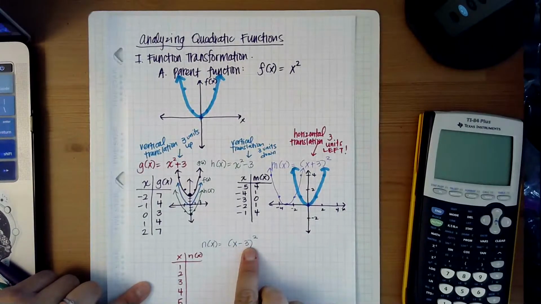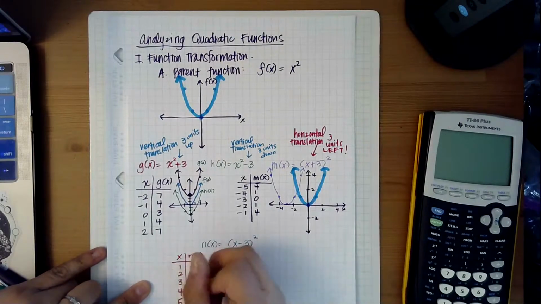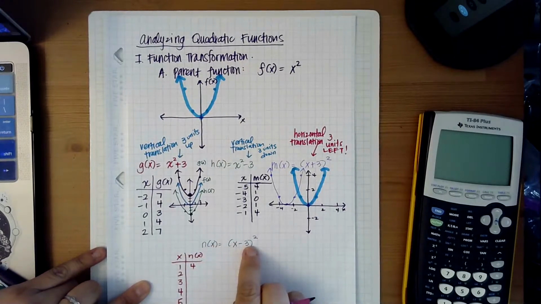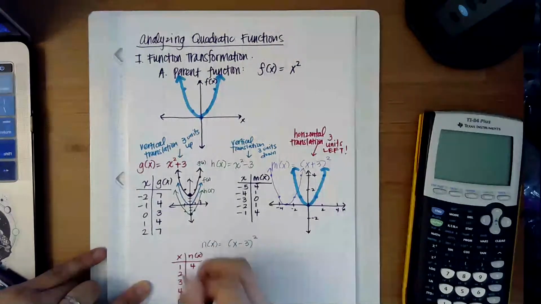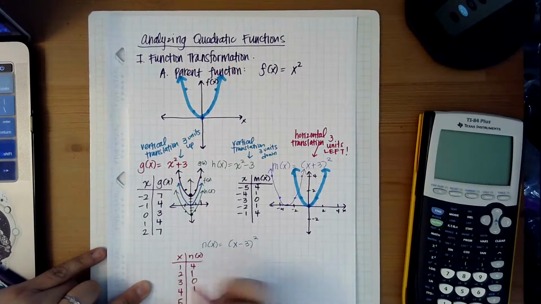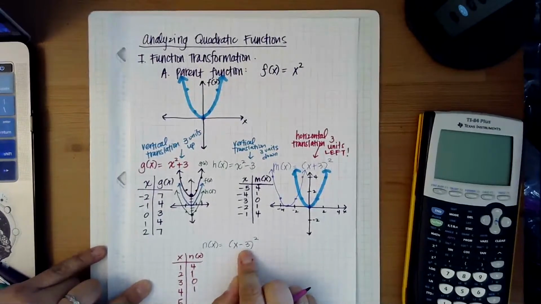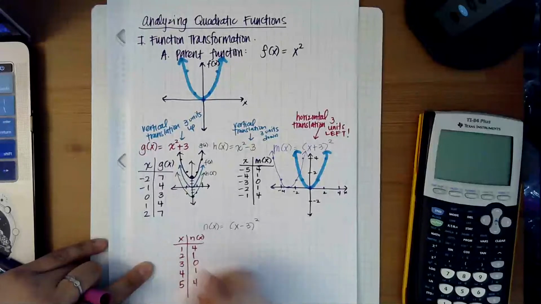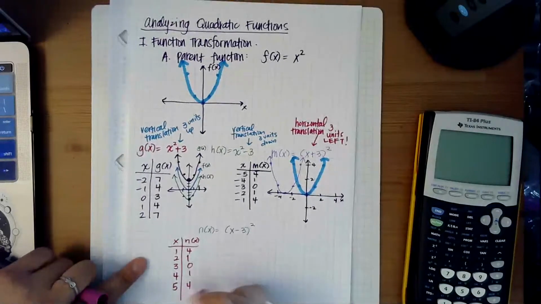1 minus 3 gives me -2. -2 squared gives me 4. 2 minus 3 gives me -1. -1 squared is 1. 3 minus 3 is 0. 0 squared is 0. 4 minus 3 is 1. 1 squared is 1. And 5 minus 3 is 2. 2 squared is 4. Okay, so now I'm going to do this one here.